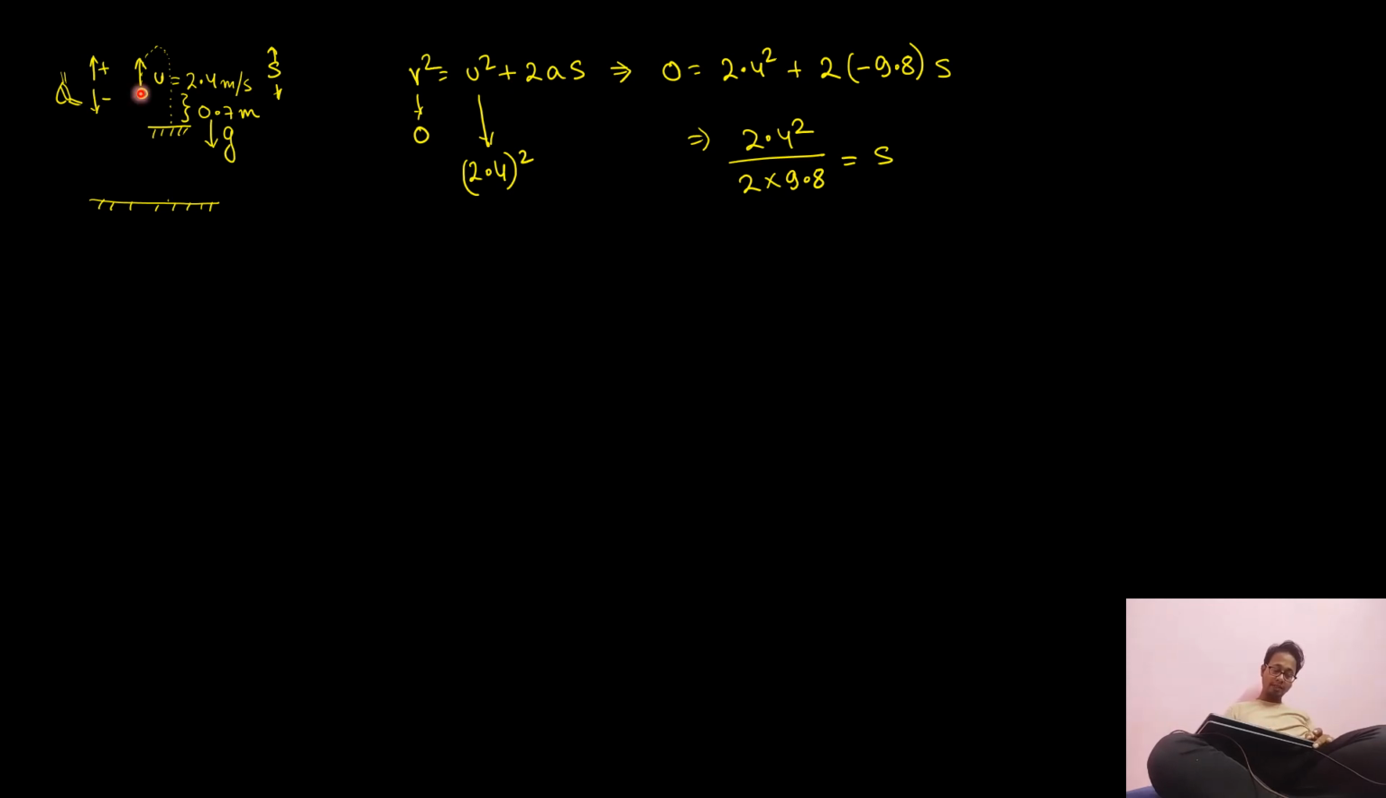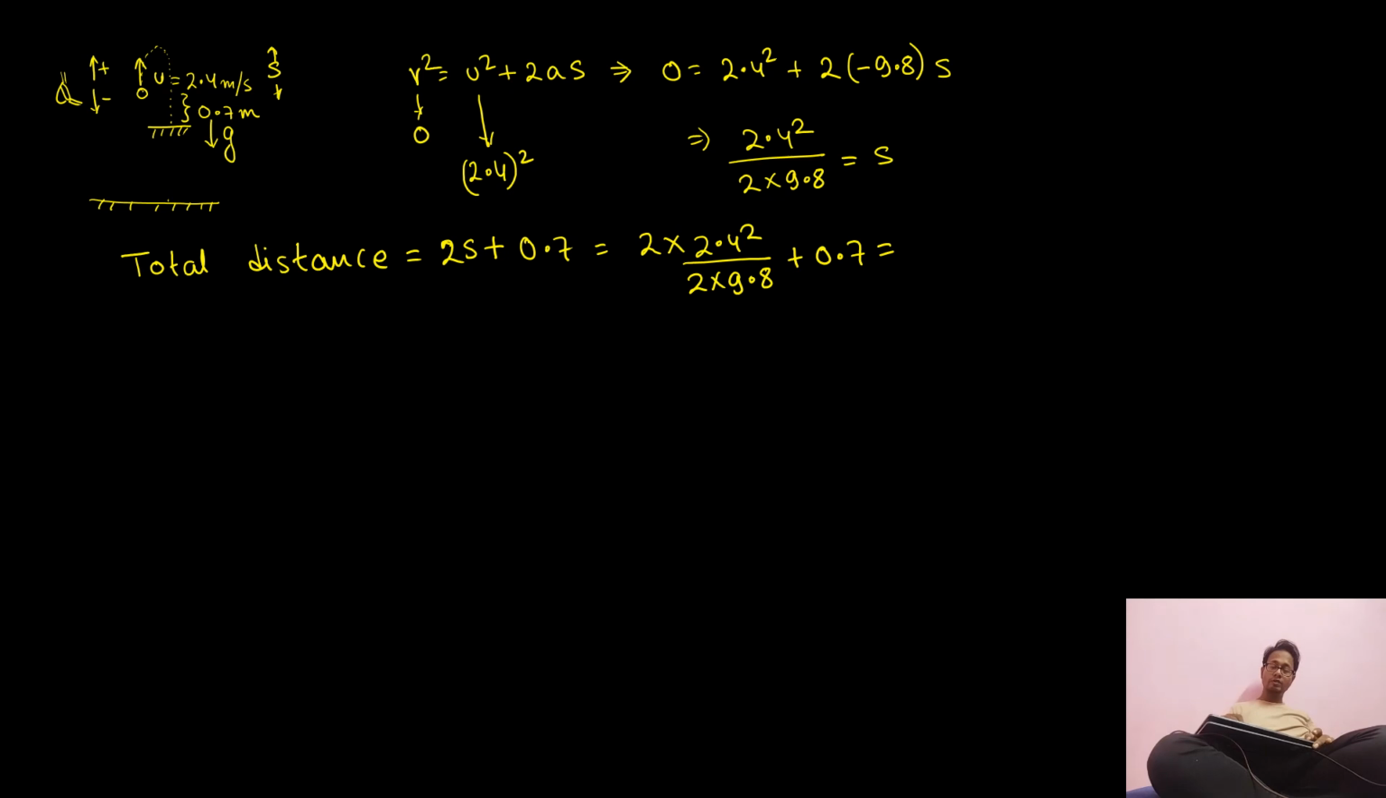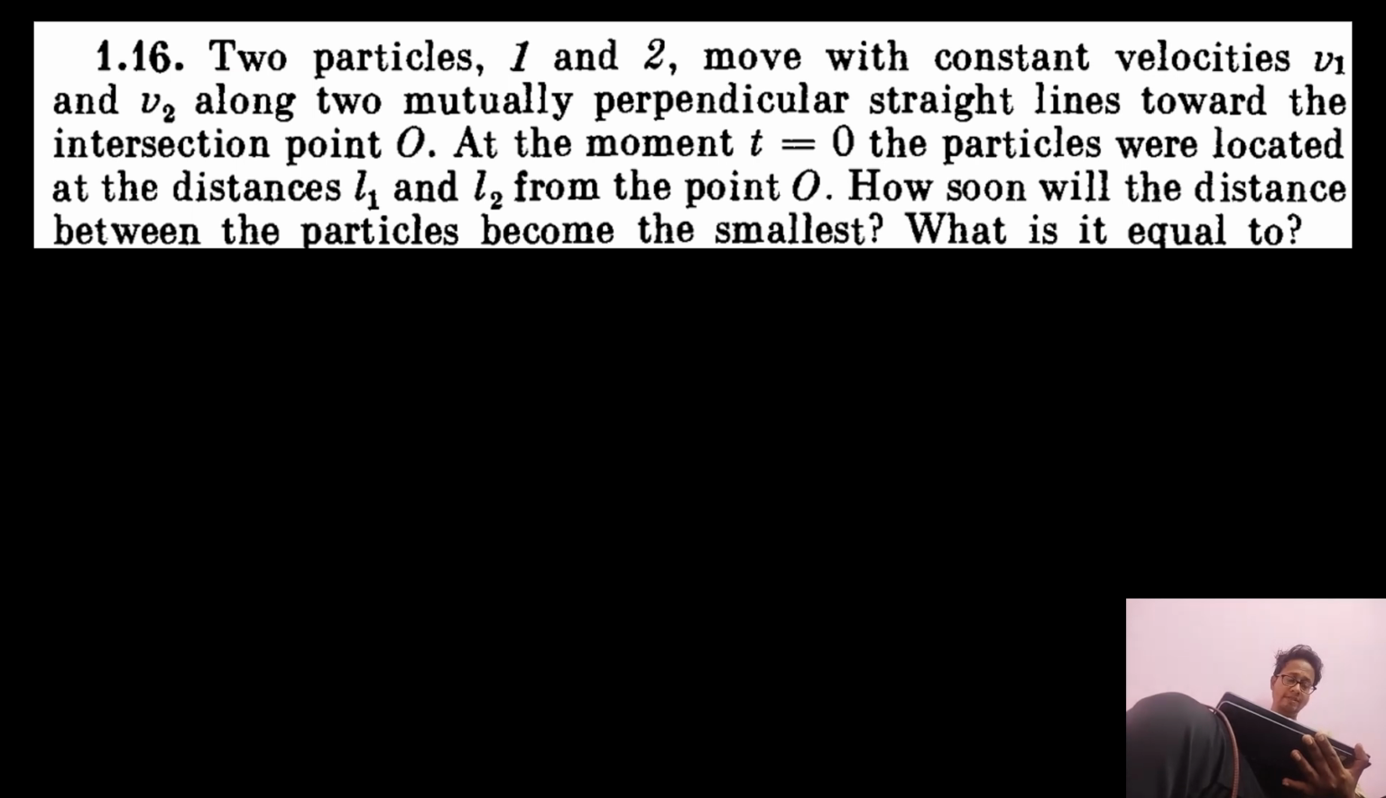Now the total distance is nothing but s plus s, because the bolt goes up then comes down, no? So s plus 0.7. So total distance is equal to 2s plus 0.7, or is equal to 2 into 2.4 square by 2 into 9.8 plus 0.7, which is equal to 1.3 meters.